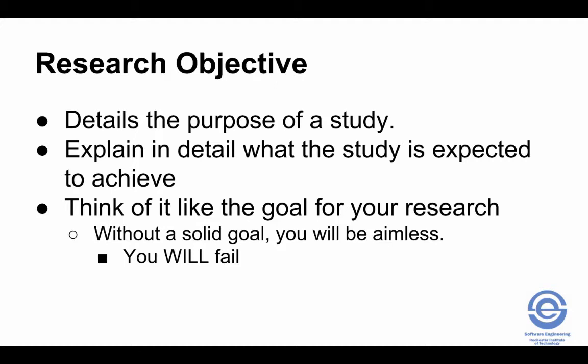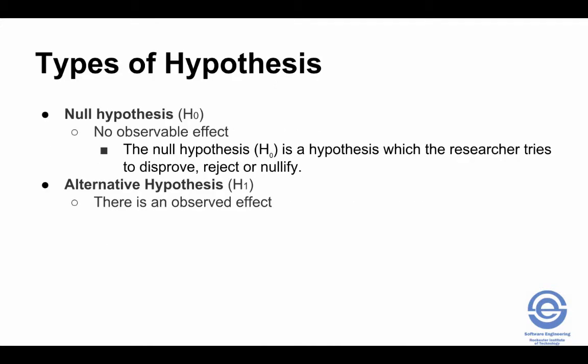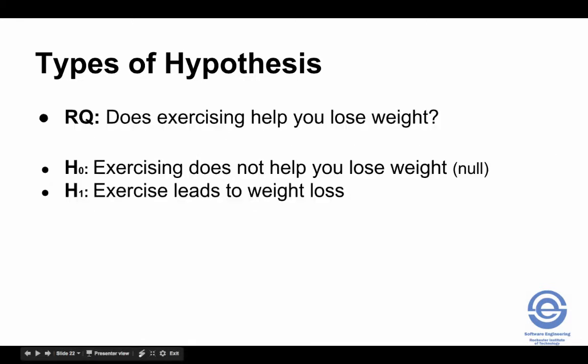But when you really roll up your sleeves and start conducting your research, you will want to have a specific goal for the work that you're doing. Otherwise, it will fail. So there are two types of hypotheses that you'll see quite frequently, and that you'll use in your research. And these are the null and alternate hypotheses. So the null hypothesis is usually defined as H0, and that's where there's no observable effect. And the H1 is that there is an observable effect.